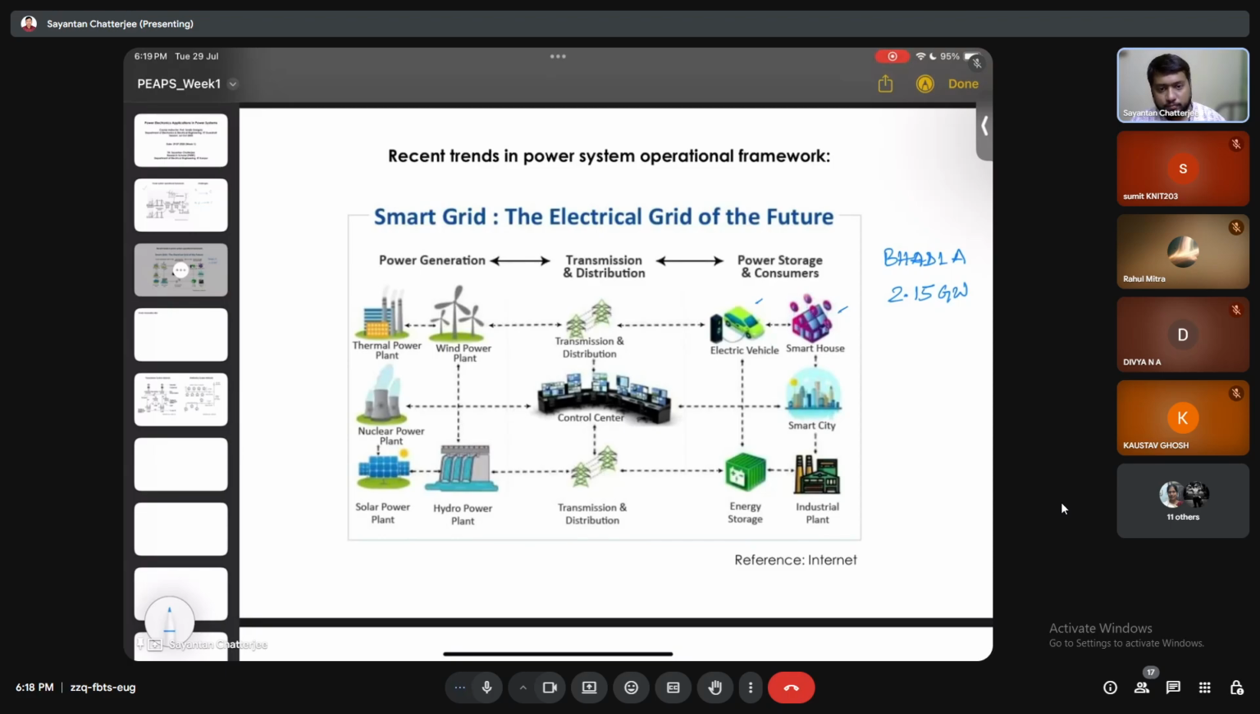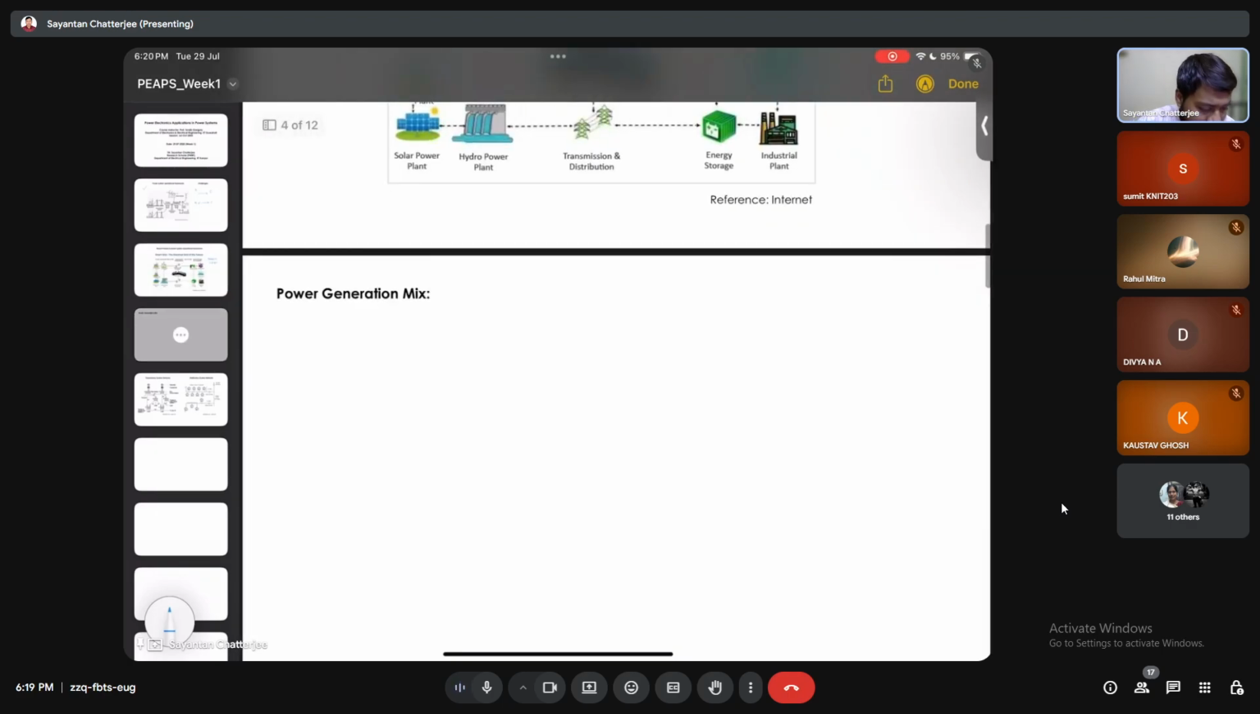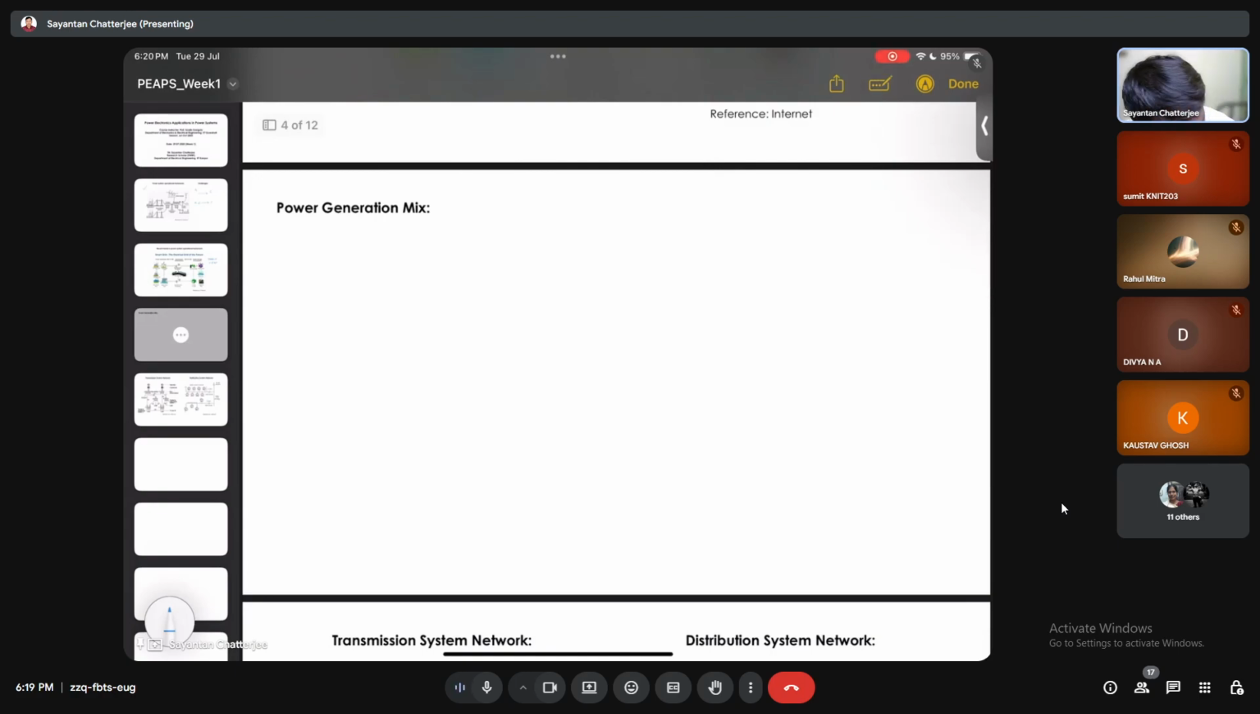So there also, as sir will teach in the lectures, you will be seeing one by one the equipments, or the group of equipments, that majorly contribute to the voltage profile improvement and why it is required, right? So I was saying that power generation mix, right? So power generation mix.